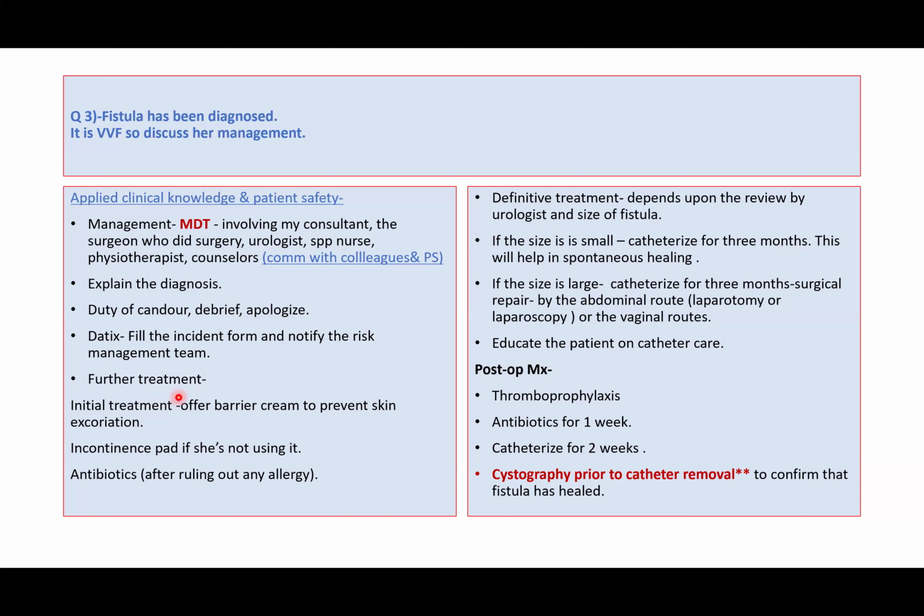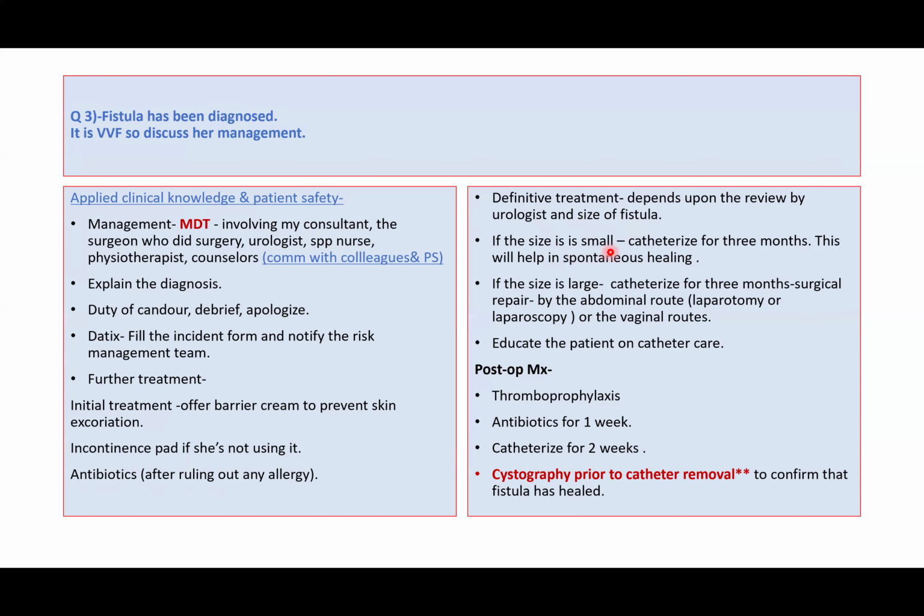Regarding the further treatment, initial treatment will include offering the barrier cream to prevent skin excoriation, incontinence pad if she is not using it, and antibiotics after ruling out any allergy to reduce the risk of infection. Definitive treatment will depend upon the review by urologist and the size of fistula.